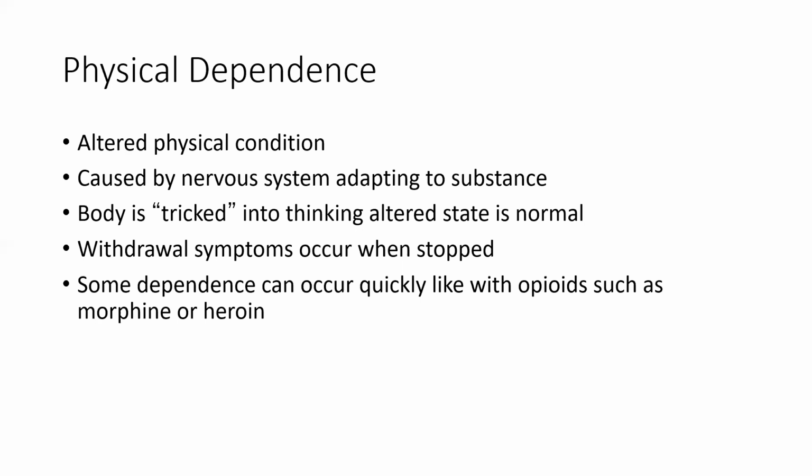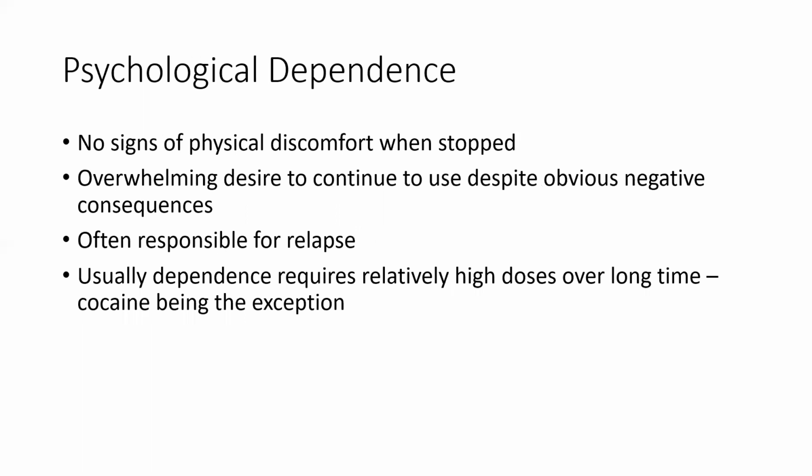Some dependence can occur quickly, like with opioids such as morphine or heroin. That's why most of the drugs are here. They are refined forms of morphine, such as hydromorphone. People usually get used to it because it's used as pain therapy. When people use hydromorphone, they feel like, oh, my pain is gone. Why should I take the pain if I can be away from the pain with hydromorphone? So they start taking it, and slowly they get dependent on it. That is a physical dependence.